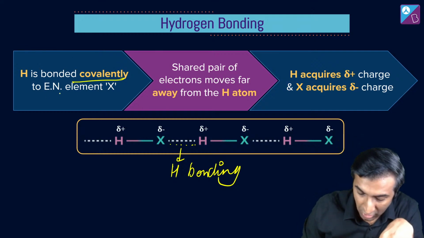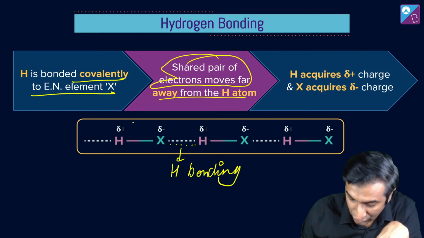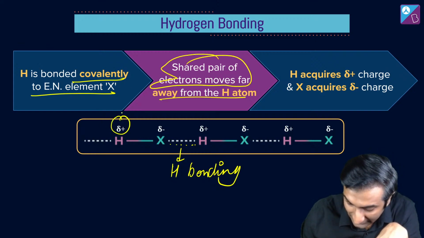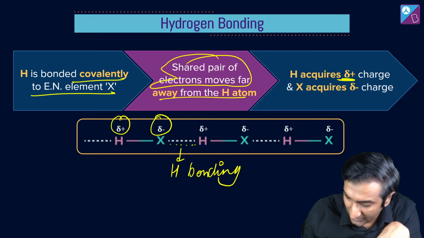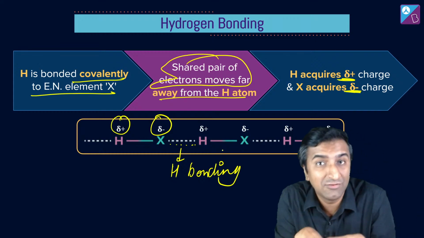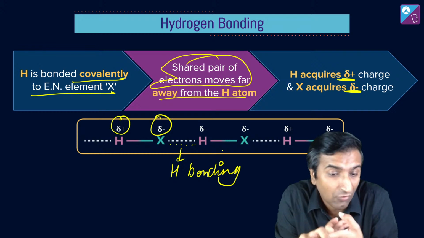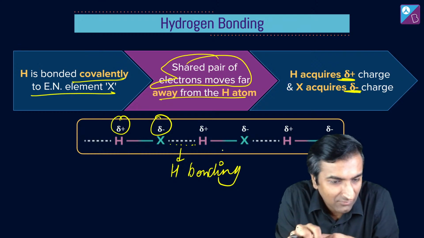So hydrogen is covalently bonded to some X, and the shared pair of electrons moves far away from hydrogen. So that's why it gets a delta plus and delta negative charge. Partially positive or partially negative. So almost like ionic. You remember when we did Fajan's rules, we said there's partial ionic, partial covalent character. Yes, go ahead Lavanya.